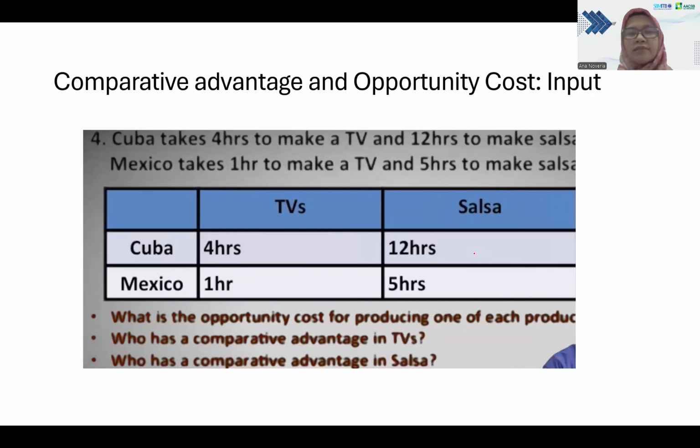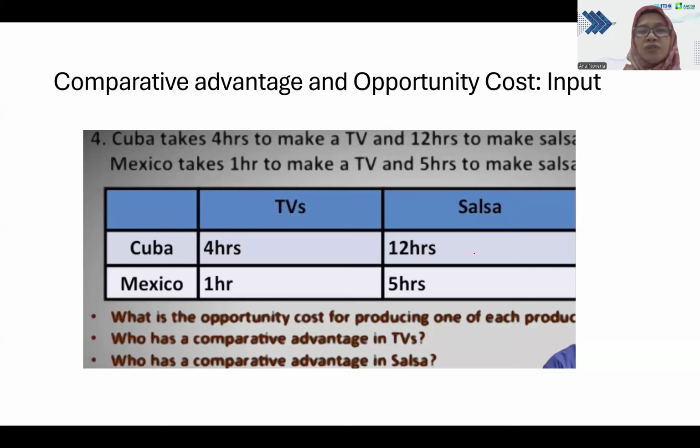And for exercise 4, Cuba takes 4 hours. So now I'm asking you, what kind of problem is this? Is this output or input? Because it takes 4 hours, this is an input problem. Cuba needs 4 hours to make one TV and 12 hours to make salsa. And Mexico needs 1 hour to produce TV and 5 hours to produce salsa.